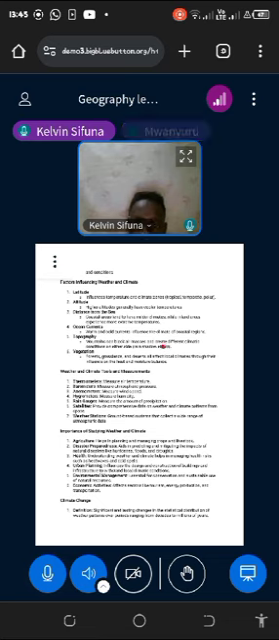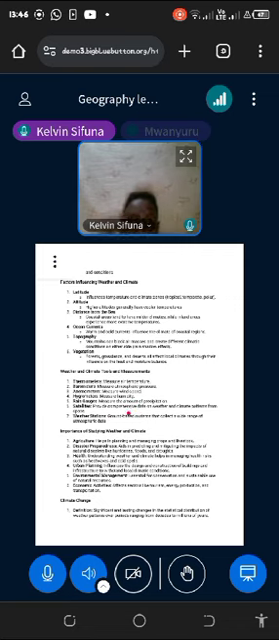And then we look at weather and climate tools and measurement. The tools are thermometers, barometers, anemometers, hygrometers, rain gauges, satellites, weather stations, among others. Thermometers are used to measure air temperature. Barometers measure atmospheric pressure. Anemometers, the speed of wind. Hygrometers, humidity. Rain gauges, of course, rainfall.